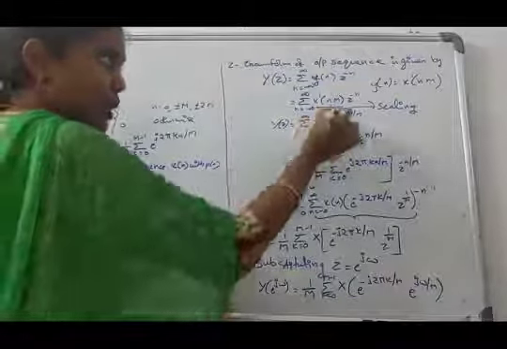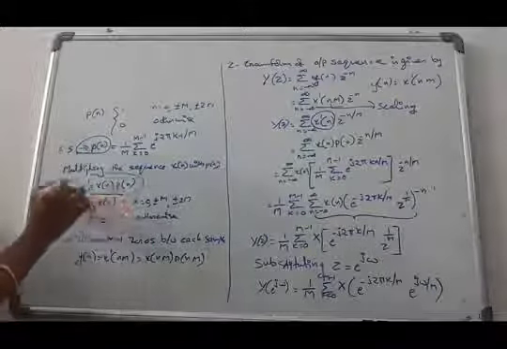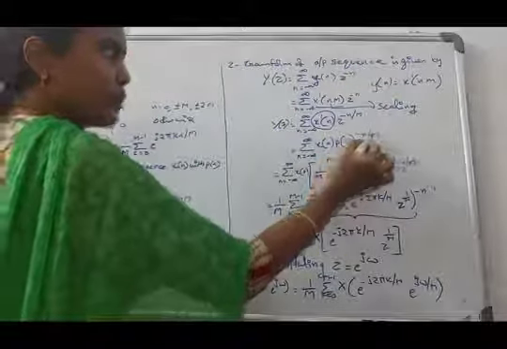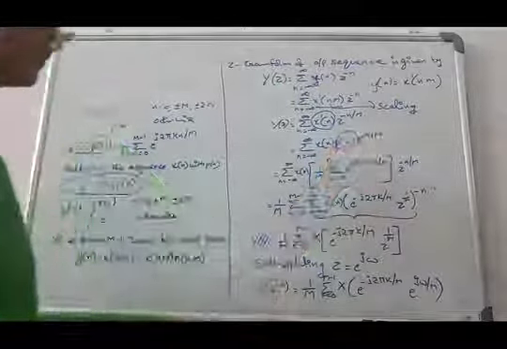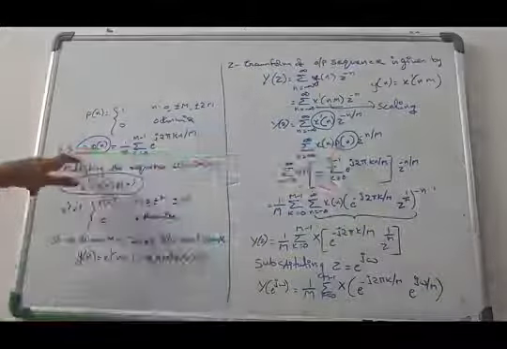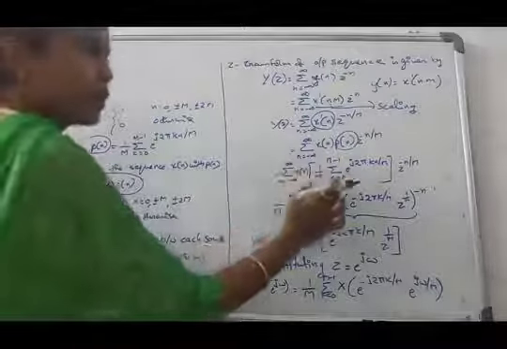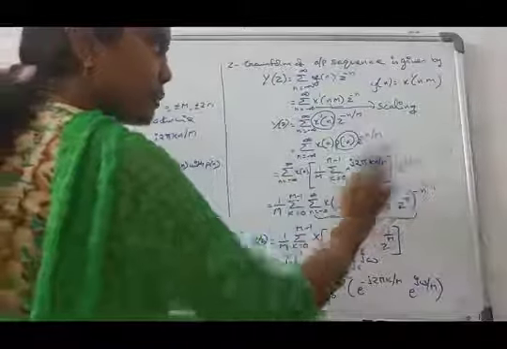Now what is x dash of n? X dash of n is equal to x of n into p of n into z power minus n by m. Now p of n. We have already written the Fourier series representation of p of n: 1 by m, k is equal to 0 to m minus 1, e power j 2 pi k n by m, into z power minus n by m.